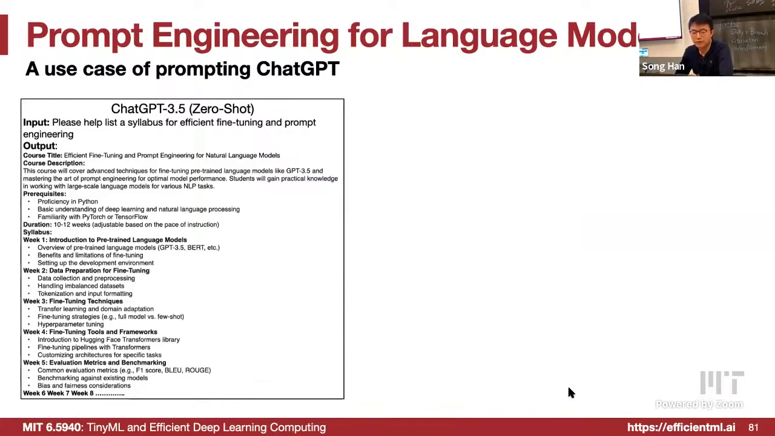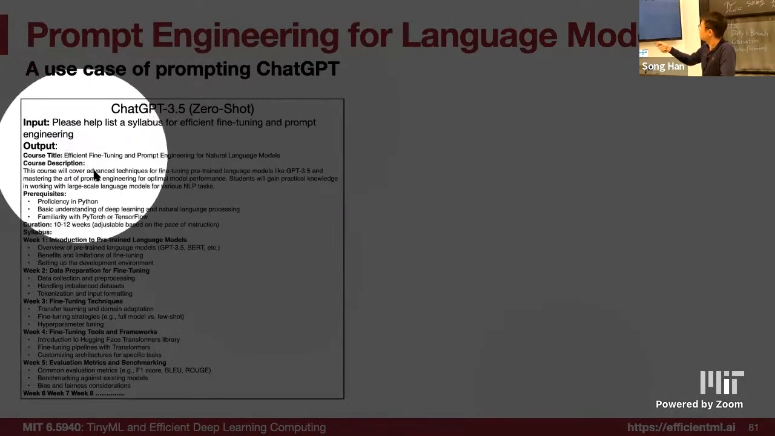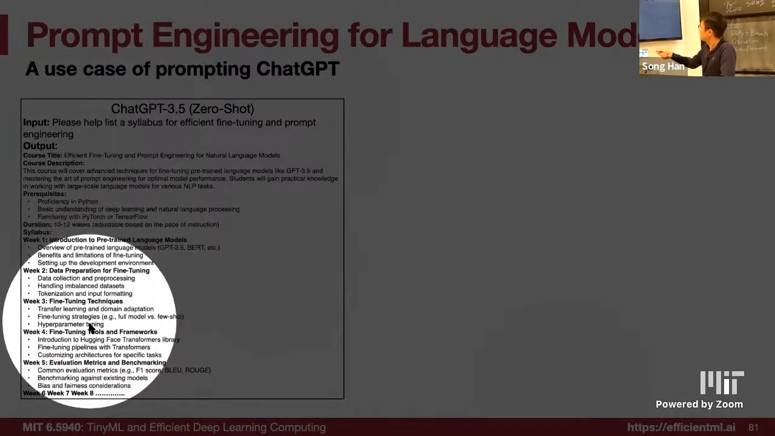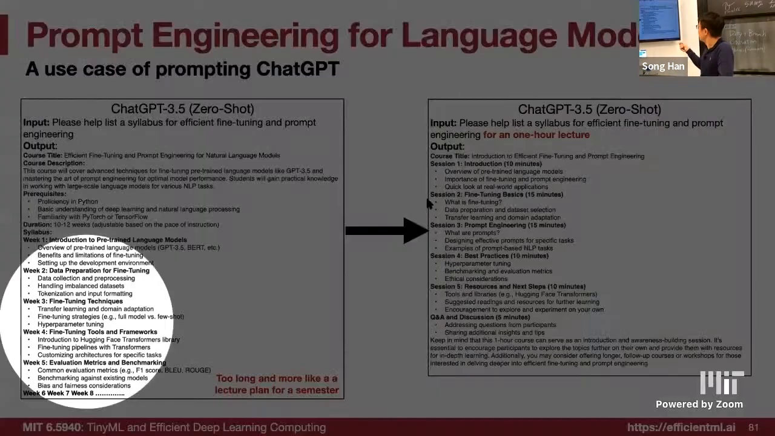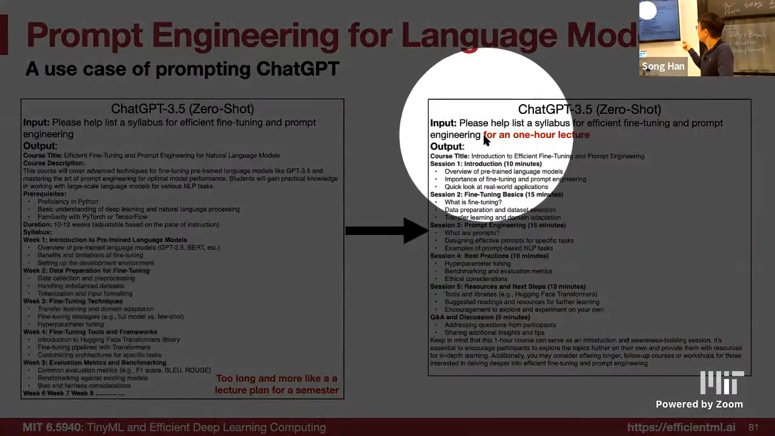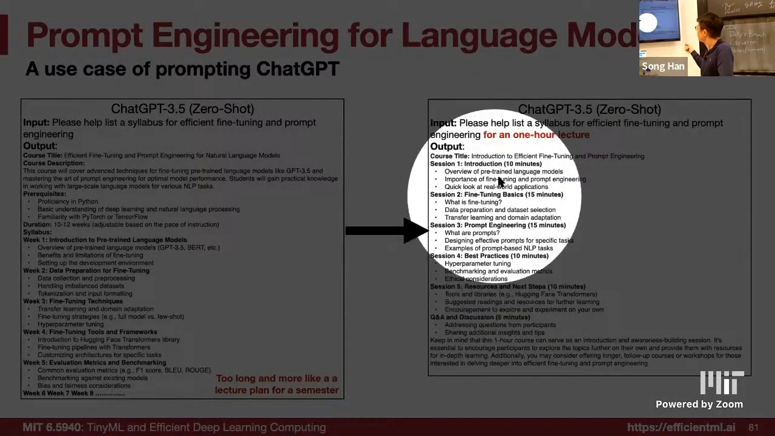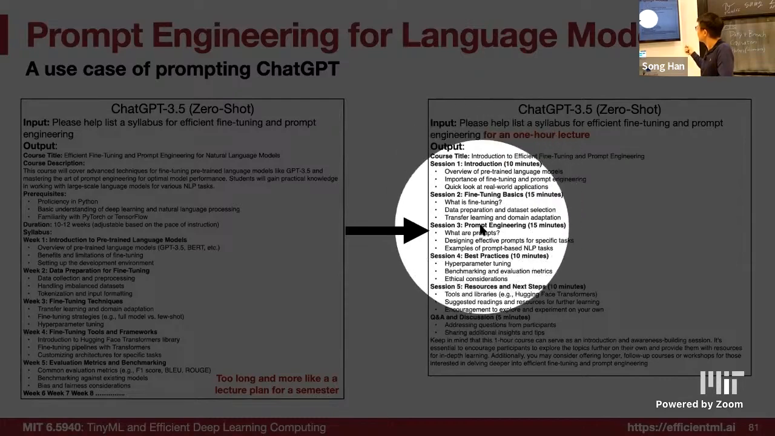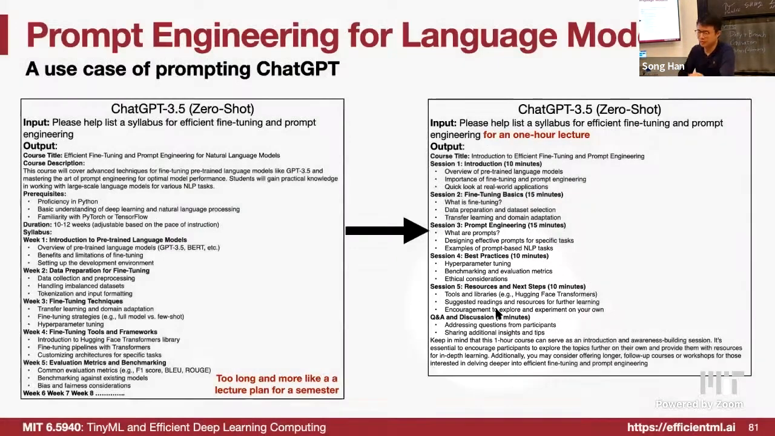We can try a few real-world examples, like write a syllabus for efficient fine-tuning and prompt engineering. So this is the original syllabus given by ChatGPT, but it's too long and looks like a lecture plan for a whole semester. So we can prompt it with a more detailed prompt for a 1 hour long lecture. Then you can shorten it: introduction, fine-tuning basics, prompt engineering, best practices, resources, and next steps. Much more simple.